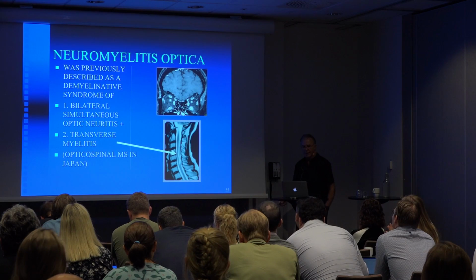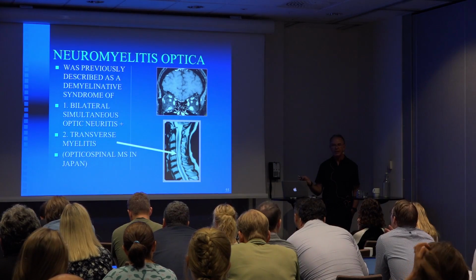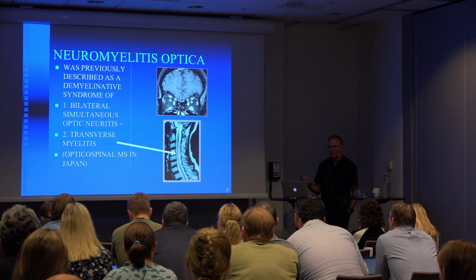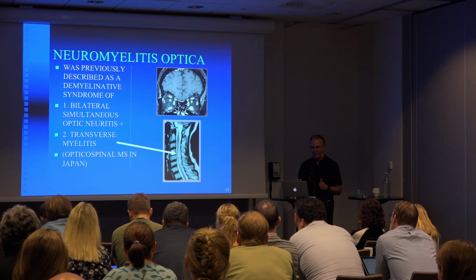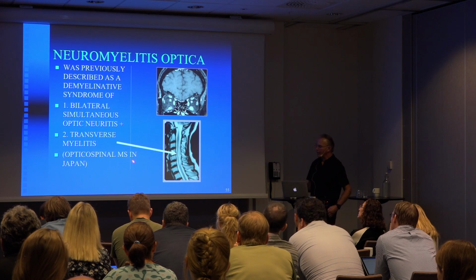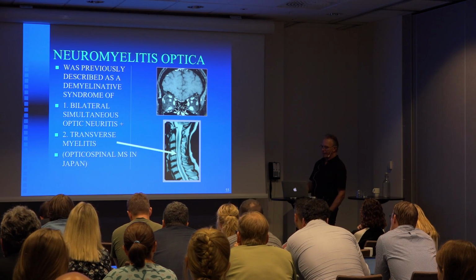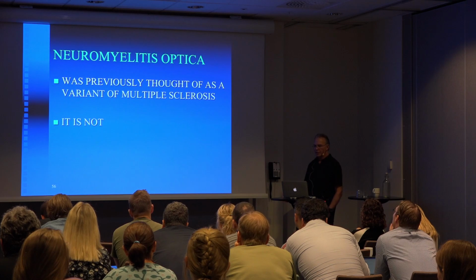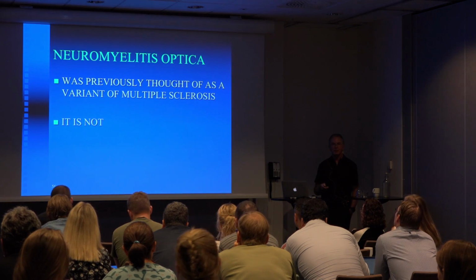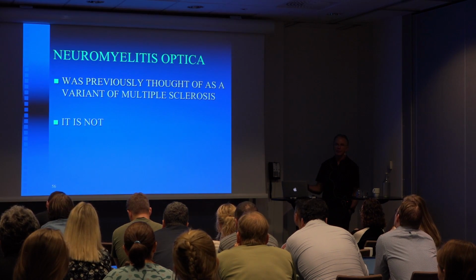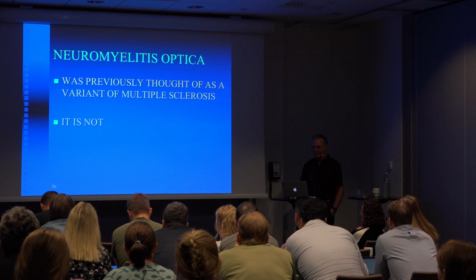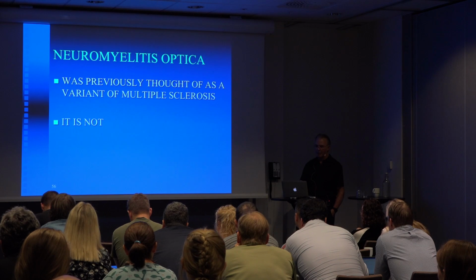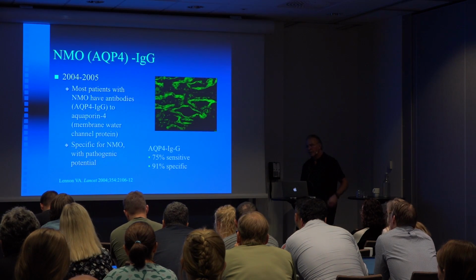optic neuritis. This was previously described as a demyelinating syndrome with bilateral simultaneous optic neuritis and transverse myelitis. It was called opticospinal MS in Japan. It was thought of as a variant of multiple sclerosis, but it's not. It's a different disorder. And so we have to revise our thinking about neuromyelitis optica and see how we're going to manage that.